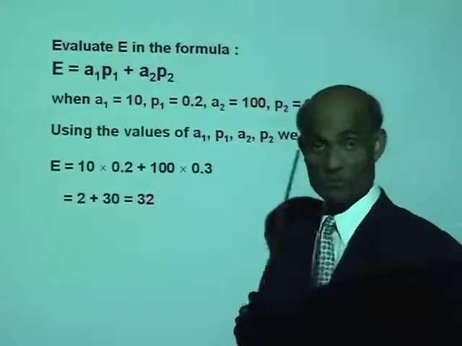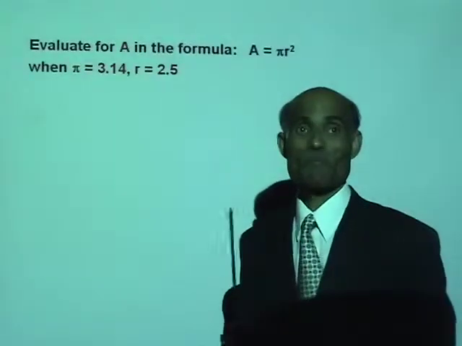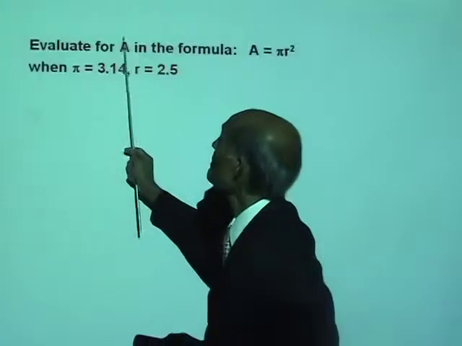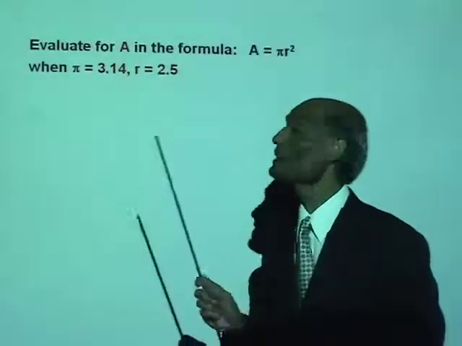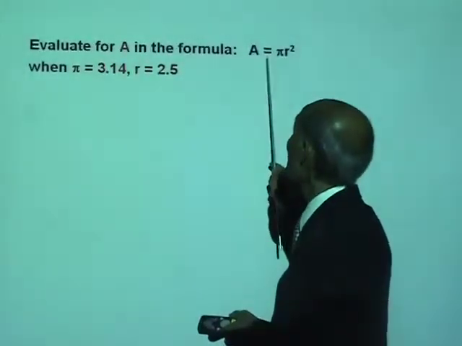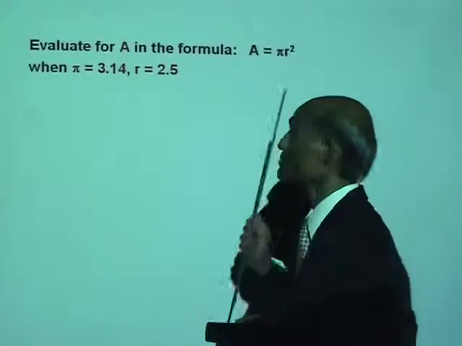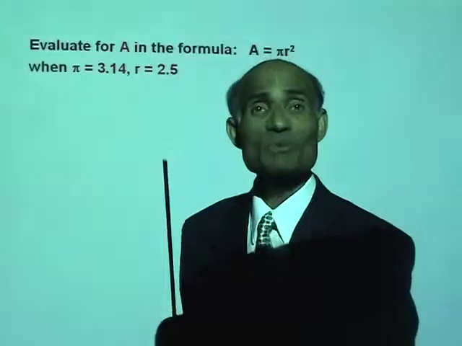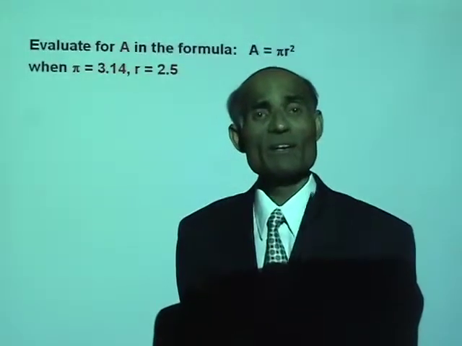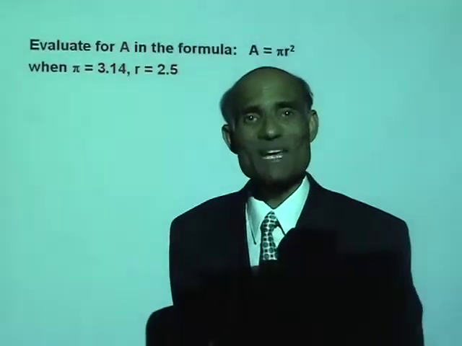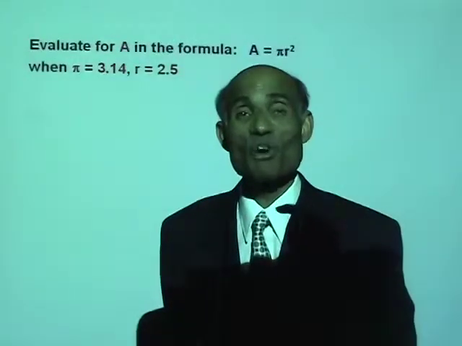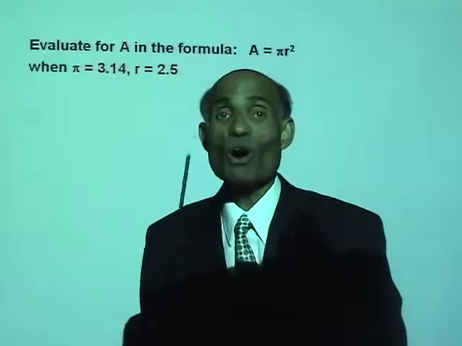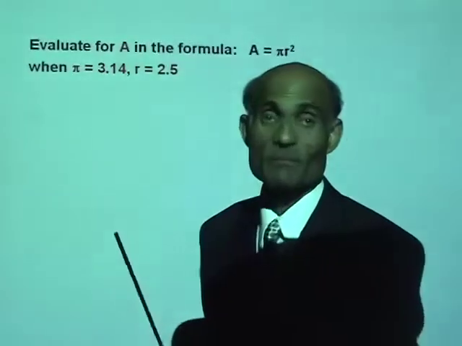Okay, let's move on to another one. Find the value of A in the formula A equal to pi r squared. Well, do you remember that formula, A equal to pi r squared? What does that formula represent? It is the formula for the area of a circle of radius r.